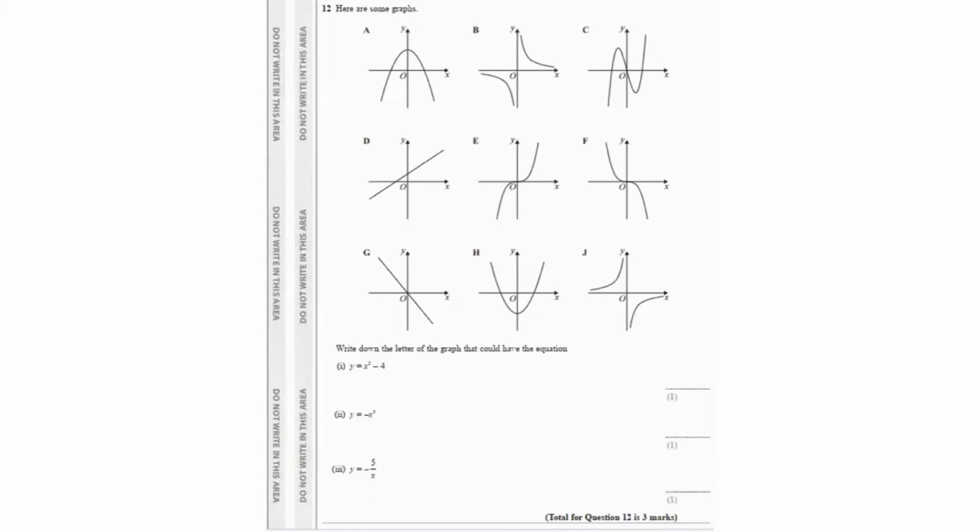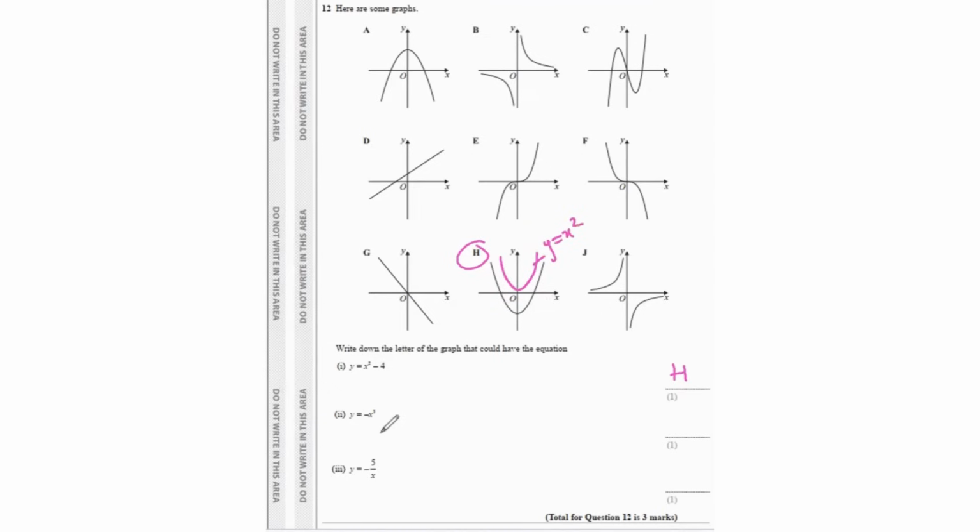Question 12 says, here are some graphs. Write down the letter of the graph that could have the equation y equals x squared minus 4. That's going to be h, because y equals x squared is this. So bring it 4 units down. So that's going to be this one. This is y equals x squared.